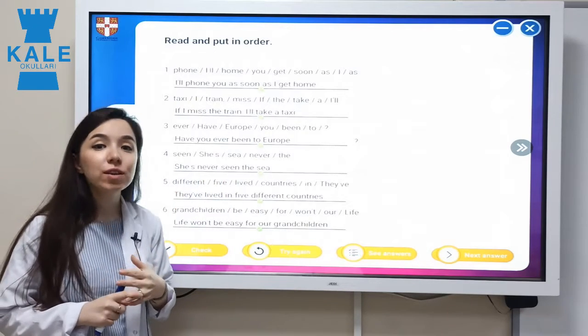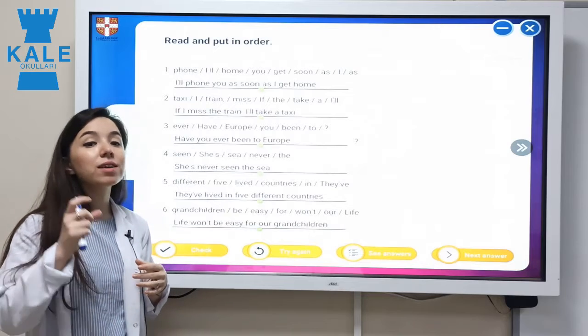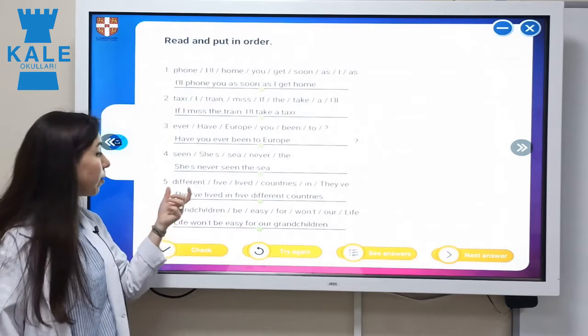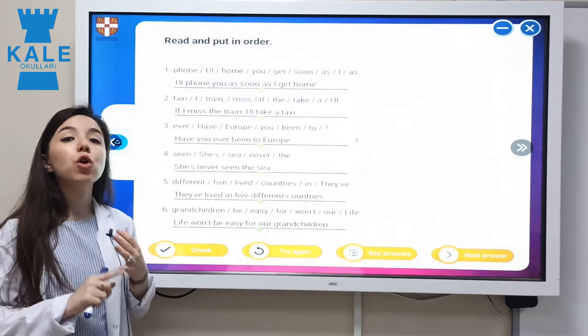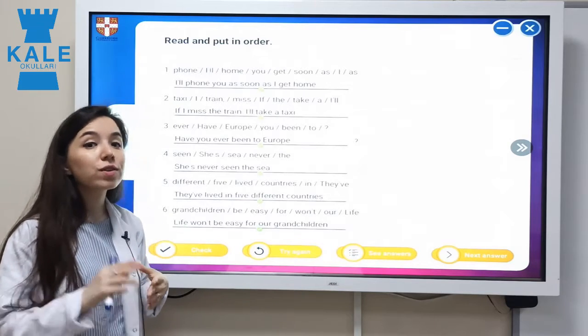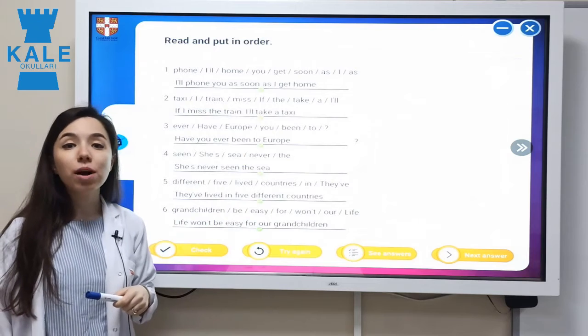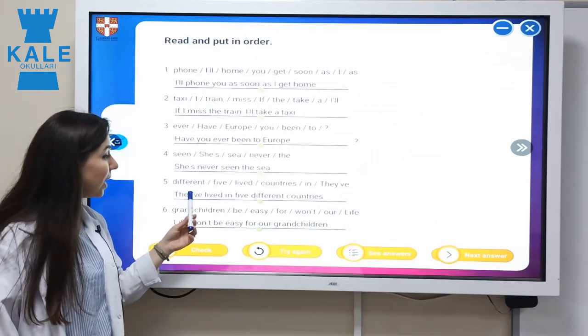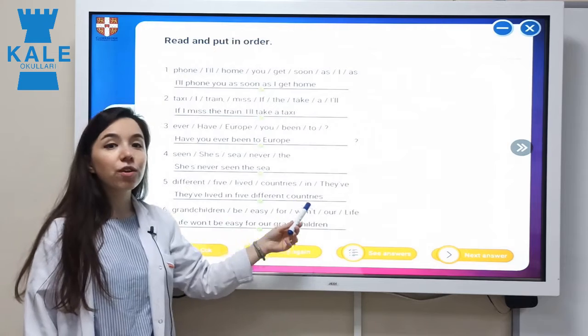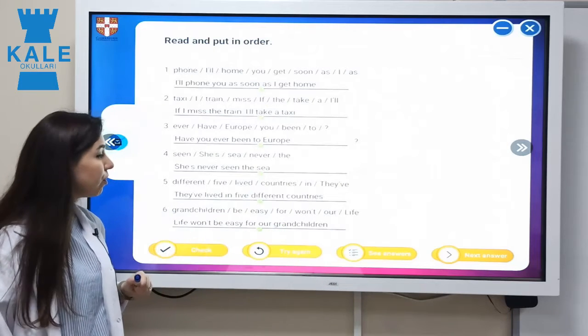Because for she, he, it we use has in our sentences plus the past participle form of the verb. But here we use have, because for I, you, we, they we use have plus past participle. Lived is the past participle form of live. Yes, so we say they have lived in 5 different countries.